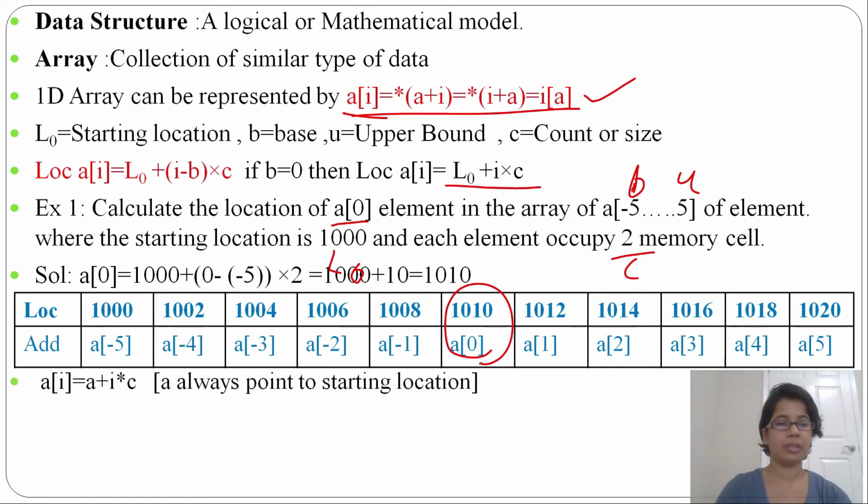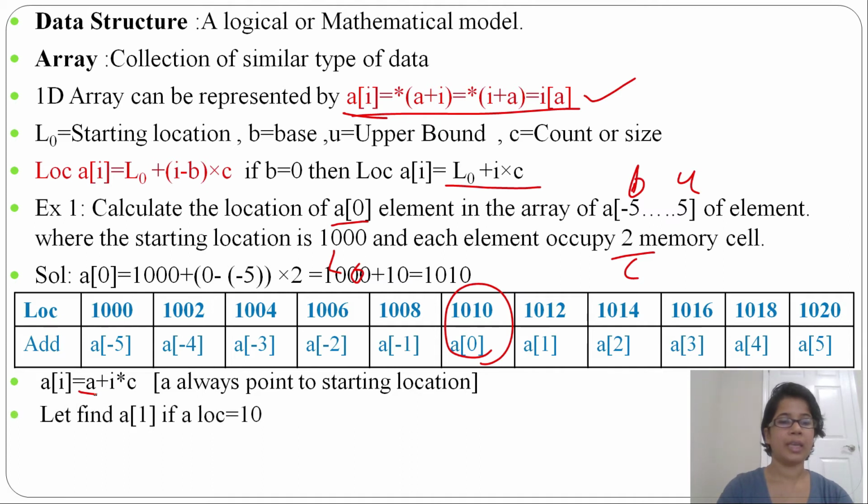Here the memory cell size is given, but suppose it is not given. According to the data type you can find it, like here A[i] = A + i multiplied by C. A always points to the starting location. Here we have written L0, here we have written A equal to L0. You can say A always points to the base location.